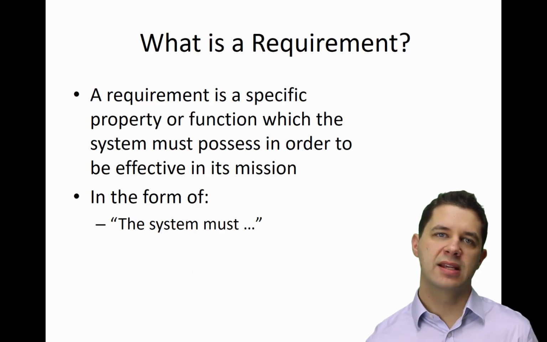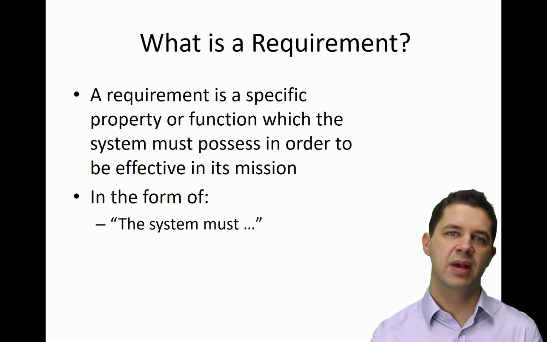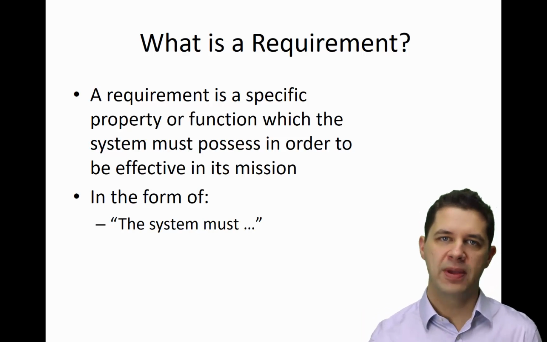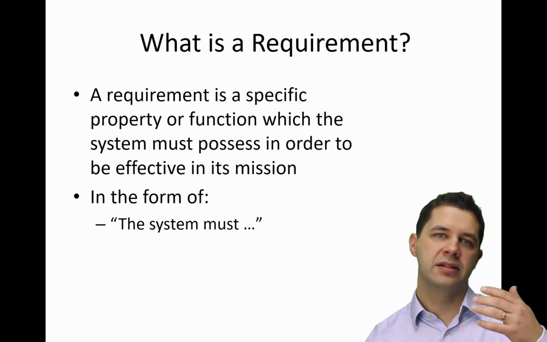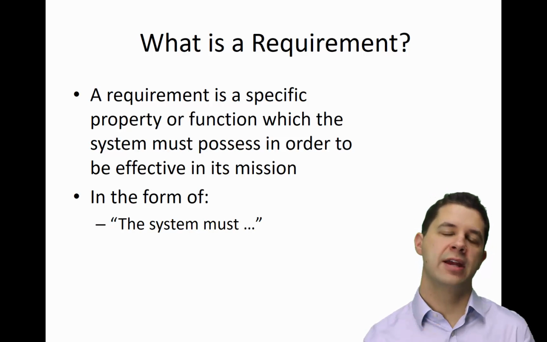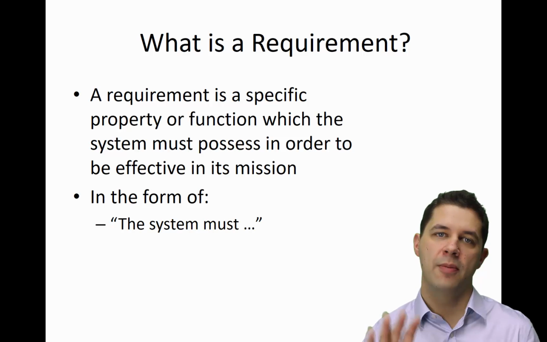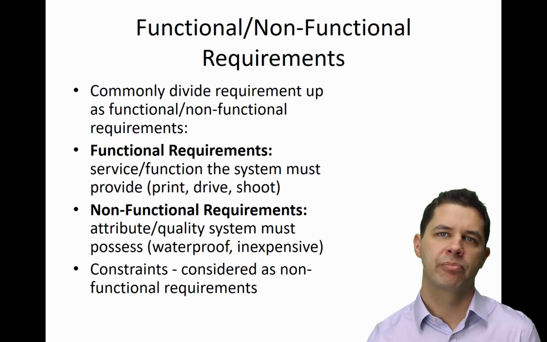So requirements are specific properties or functions the system must possess in order to be effective in its mission. And typically we write them in the form of the system must do this. The system must be waterproof to a standard of IP65. The system must be able to print at 30 pages per minute, for example. You note both of those had validation criteria associated with them. IP65 being the standard, 30 pages per minute being the validation standard for our verb there.